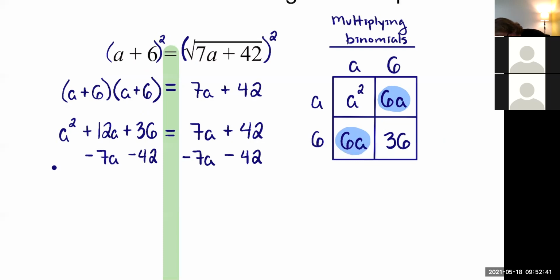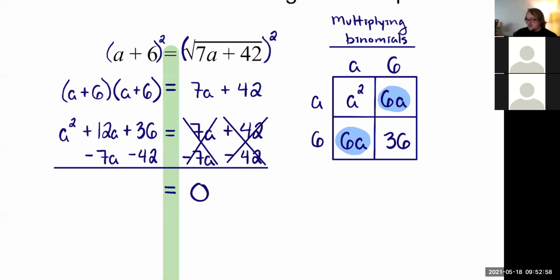So we've got a lot of changes here in this one step. I'm going to do the easy side first, the right-hand side. 7a take away 7a is 0. 42 take away 42 is also 0, which means that this equation, as I like, is going to equal 0.